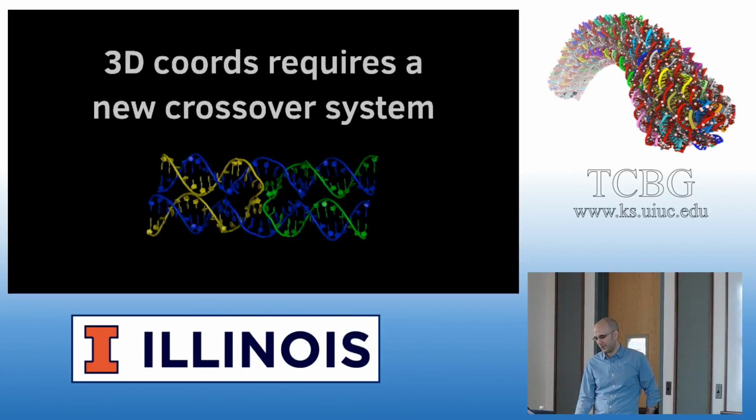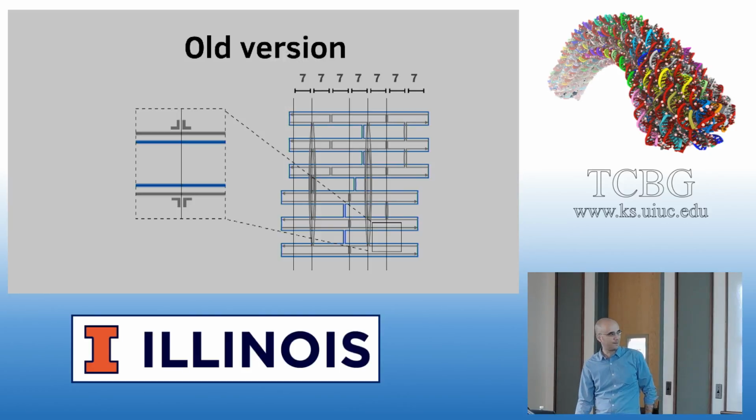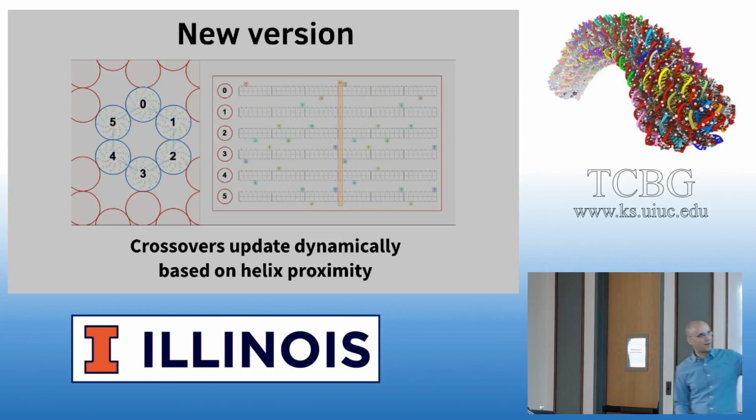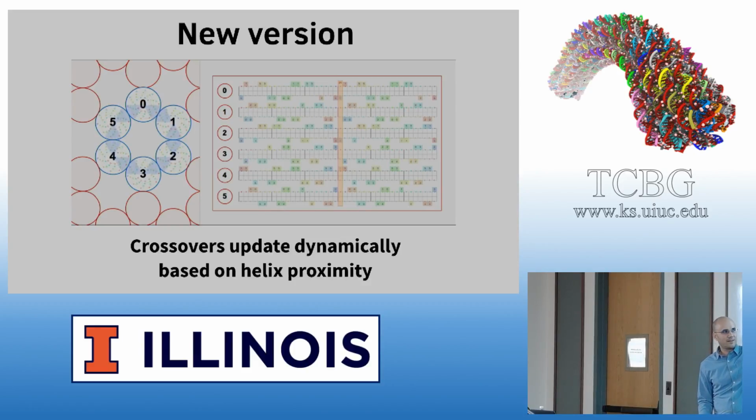Once we had new 3D coordinates, we needed a new crossover system. And so you don't really need to worry about this. But rather than just having arrays and pointers, we actually now in the data model, it's proximity based. And this is, like I said, a new GUI. This is just research right now. It doesn't actually exist in released code where you can really use this.